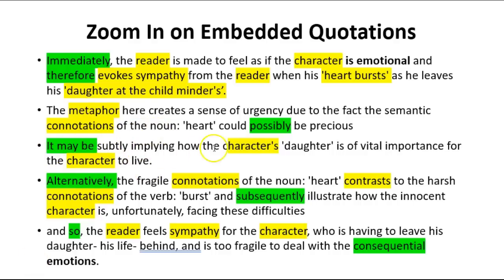"It may be subtly implying how the character's daughter is of vital importance for the character to live. Alternatively, the fragile connotations of the noun heart contrast to the harsh connotations of the verb bursts, and subsequently illustrate how the innocent character is, unfortunately, facing these difficulties." I want to draw your attention here to this conditional language, the stuff that's tentative, it's not really certain: possibly, it may be, alternatively. These are ways that Smila is showing that he is exploring interpretations, exploring different ideas.